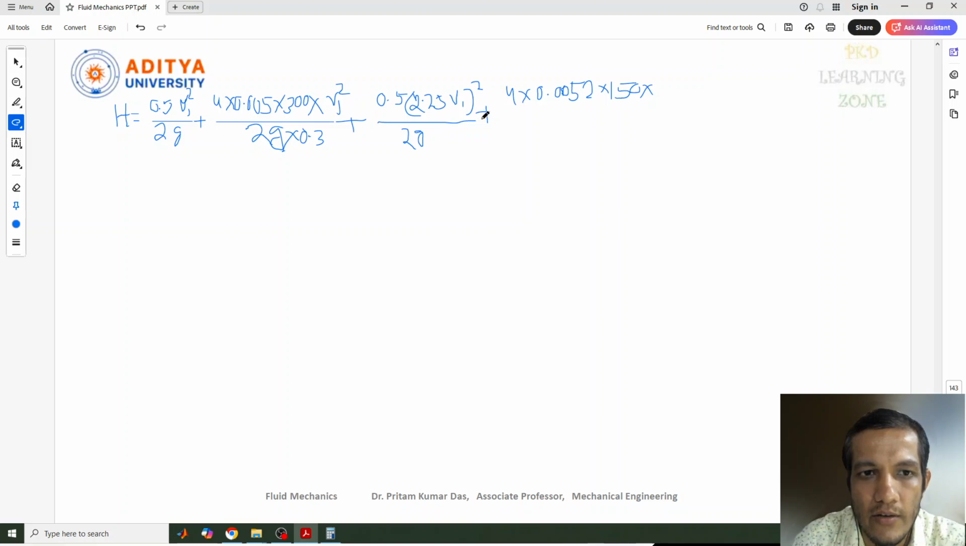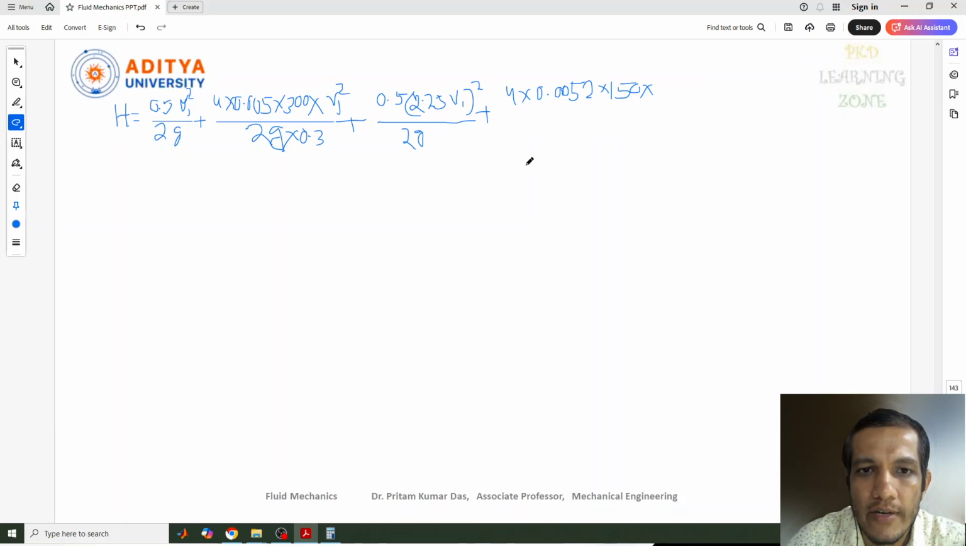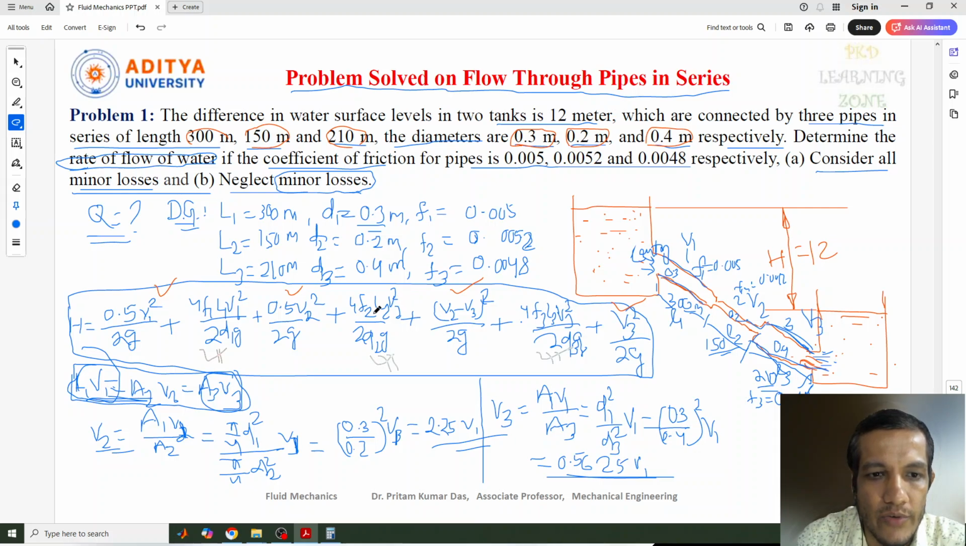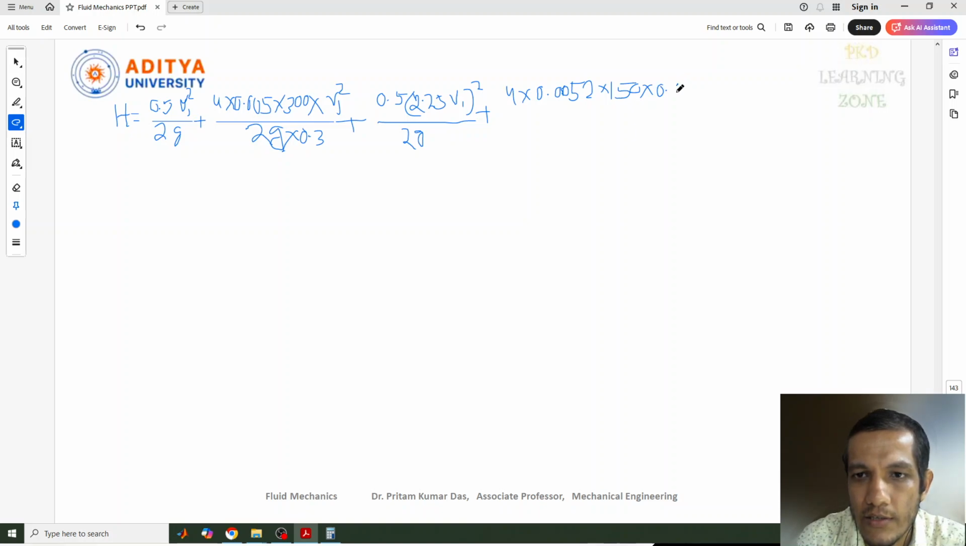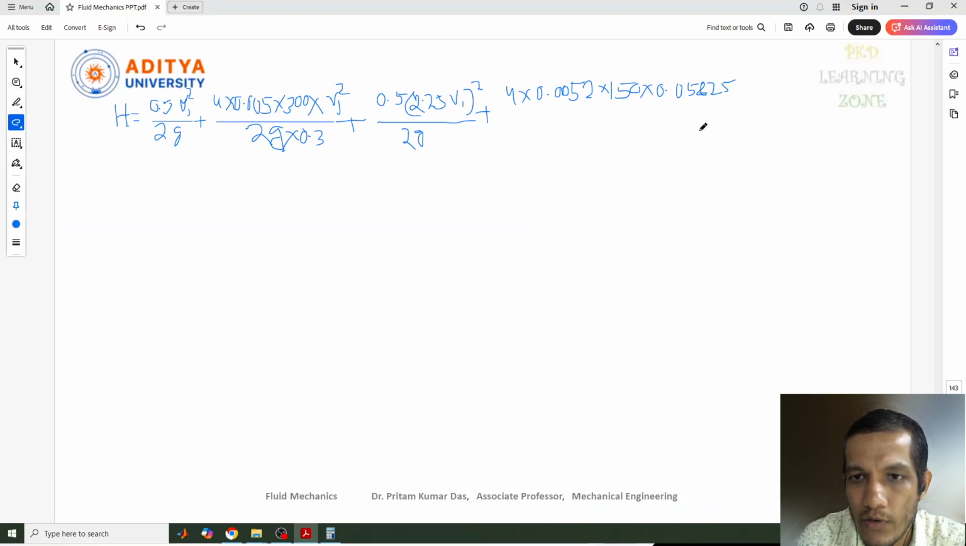Then f, V3 square. So V3 in terms of V1, we got 0.5625 V1 square, divided by 2g into d2, and d2 is nothing but 0.2.